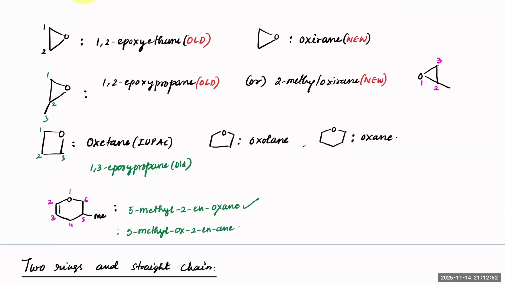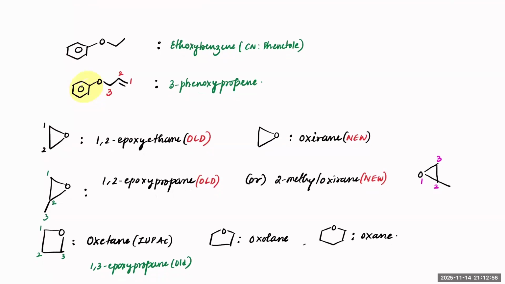What is the meaning of epoxy? Epoxy is a wording used for a cyclic ether. Clear? Cyclic ether is called epoxy.